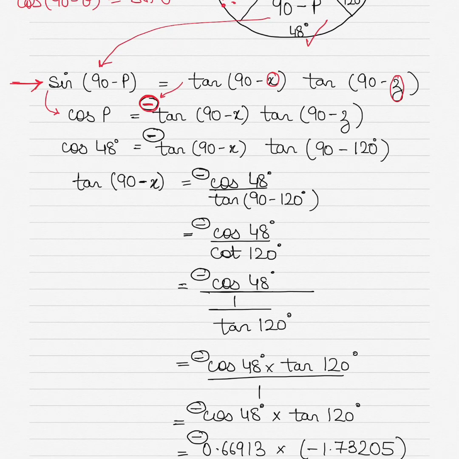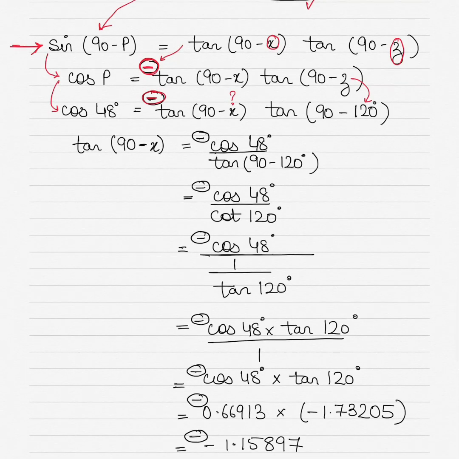So sine of 90 minus p equals cos p. We have the extra negative sign, and then we have tan 90 minus x and tan 90 minus z on the right hand side. Now p's value is given to us, so this becomes cos of 48, which is equal to, with an extra negative sign, tan 90 minus x, which is unknown to us, and tan 90 minus 120 degrees, which is side z. So we keep our unknown on one side and take our knowns to the other side. This equation becomes tan 90 minus x equals, keeping the negative sign on the right hand side, cos of 48 divided by tan 90 minus 120.